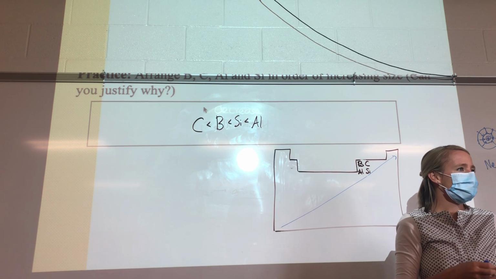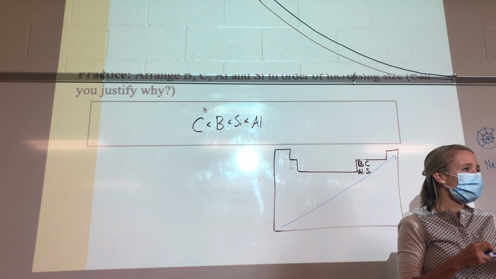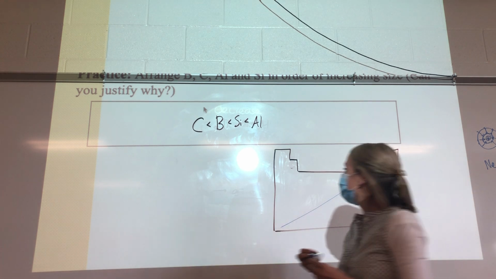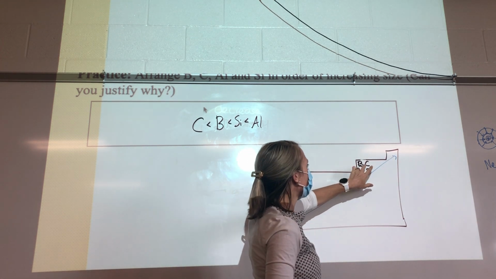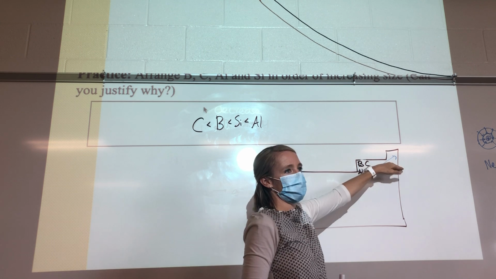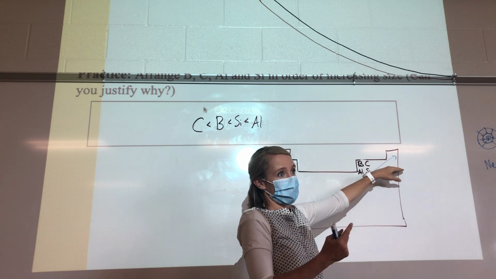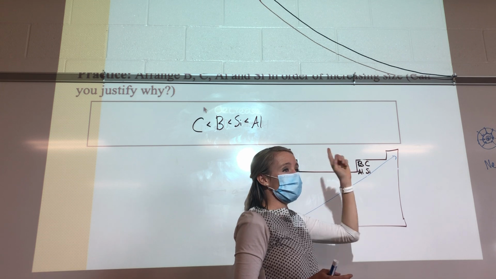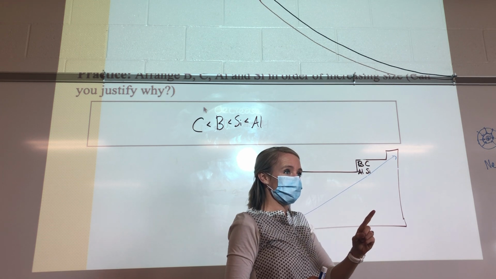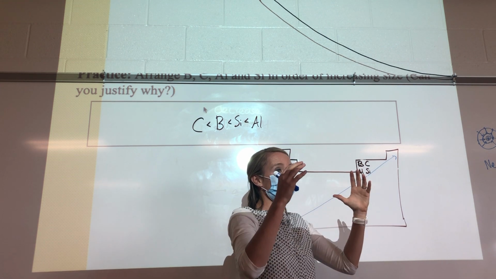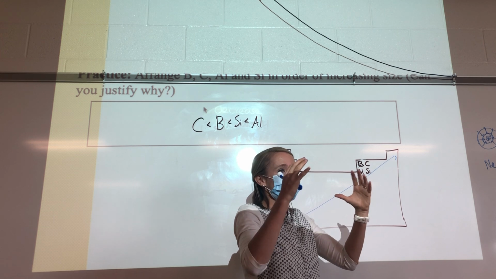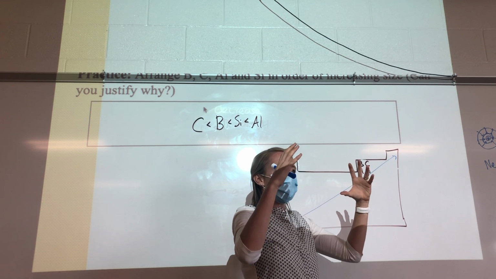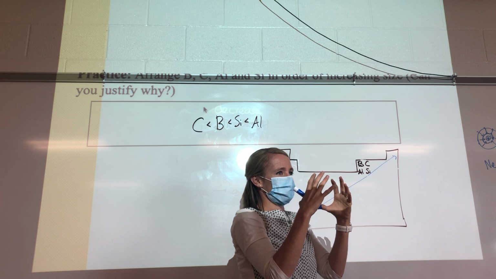Kimberly, can you explain one more time why carbon is smaller than boron? Carbon would be smaller than boron because they're on the same row, meaning they have the same number of orbitals. But since carbon has one more proton than boron does, it pulls on that second orbital stronger, and so it decreases the size of it a little bit.